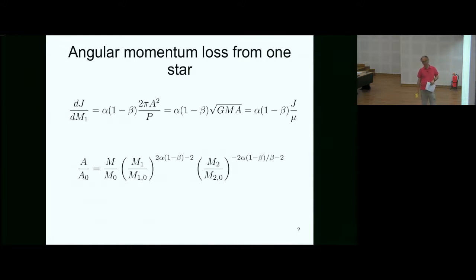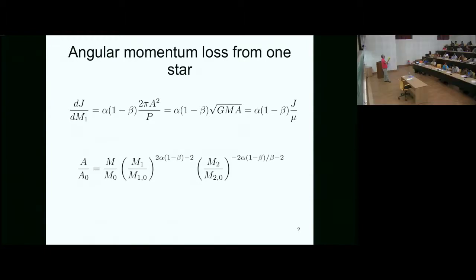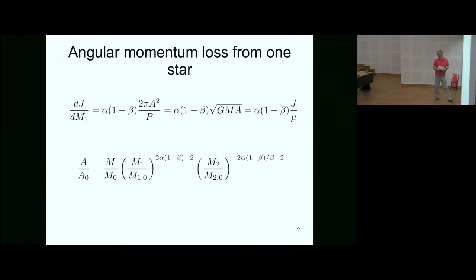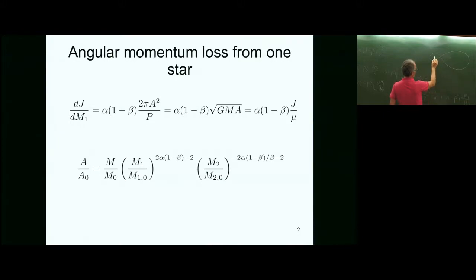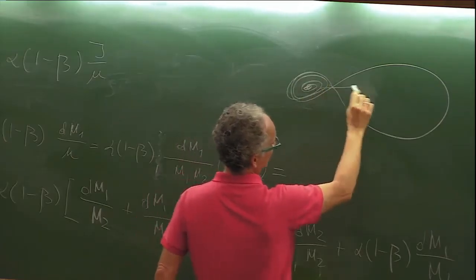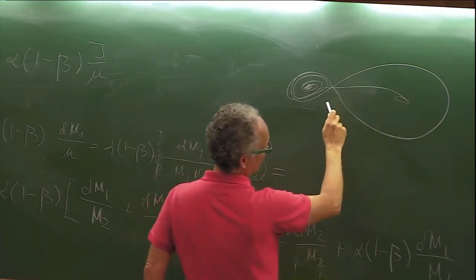Now here we assume that the specific angular momentum of the matter that is leaving the system is J over mu, so that the matter is decoupling from the system when it leaves the star. So it's not co-rotating anymore with the system at larger radii. But if we go back and look at the Roche potential, we have one star here, it's filling its Roche lobe, transferring mass, but some mass is overflowing and can go over L2.